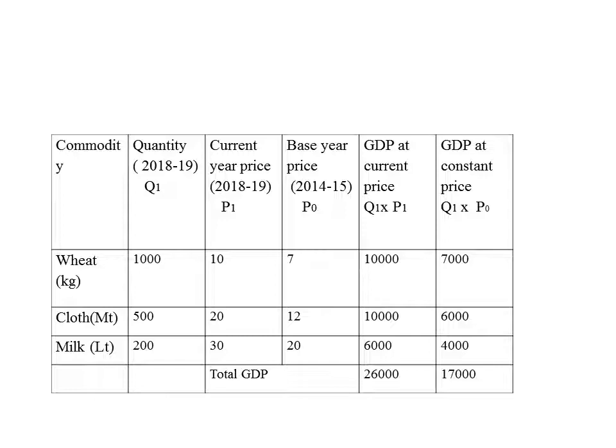It is equal to 26,000 and GDP at constant prices. We will multiply output with base year price. It is equal to 17,000. There is a gap between nominal GDP and real GDP, 9,000. But this 9,000 does not increase due to increase in output. It increases only due to increase in price. So it does not show a true picture of economic growth.